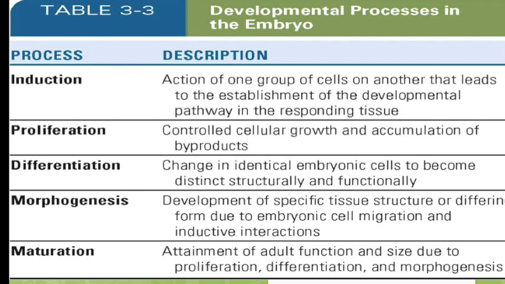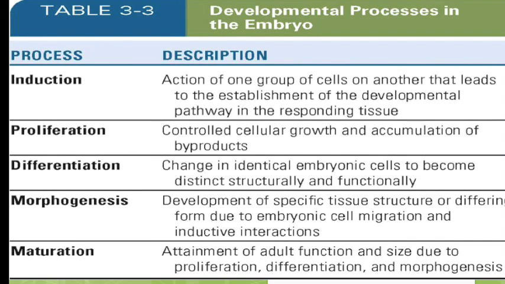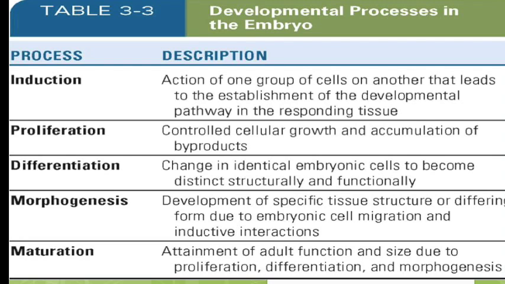In the embryonic period, there are many changes. As we can see from Table 3.3, induction, proliferation, differentiation, morphogenesis, and maturation all have very important parts to this cycle of life. Each plays an important role for continued development.